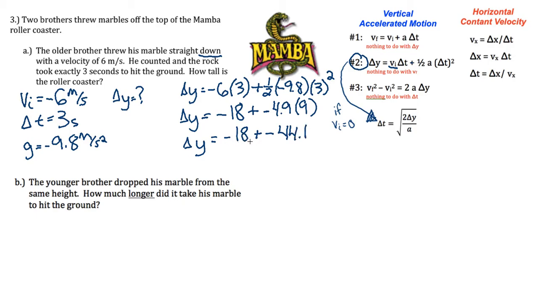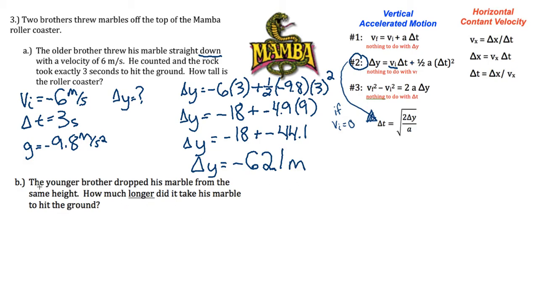The last step is just to add those together. So you have a negative, and you're adding another negative. Your final answer will be negative 62.1. So a lot of people got this answer, and they said, why is my height negative? Well, if you remember, you're starting from a height of 0, and it's dropping down from there. So you should end up with a negative for your delta y. So 62.1 meters, that's the height of the Mamba.